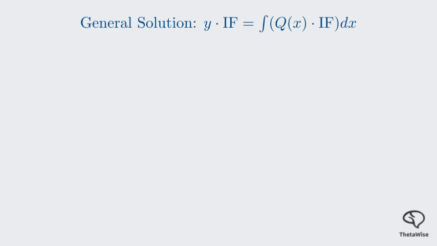Let's do that. On the left side, we have y times our integrating factor, 1 over x squared. So the left side is y over x squared. On the right side, we need to integrate q(x) times the integrating factor. Remember, our q(x) was negative 3 plus 1 over x. So we need to calculate the integral of the quantity negative 3 plus 1 over x, multiplied by 1 over x squared, all with respect to x.